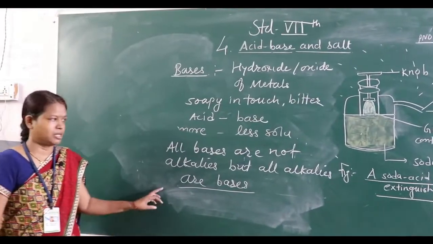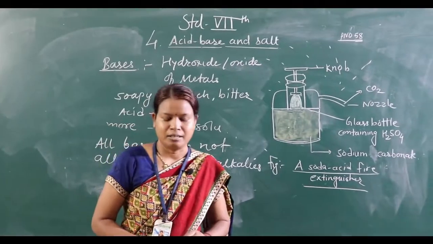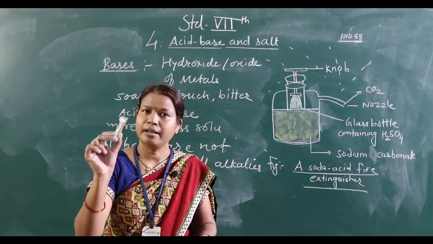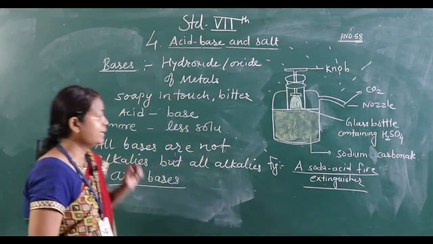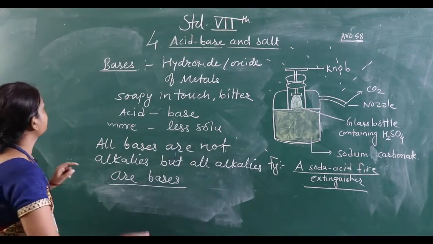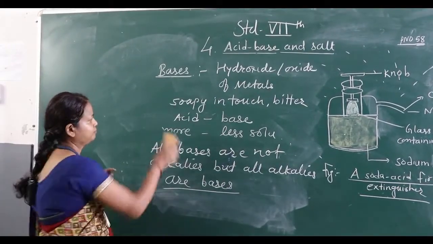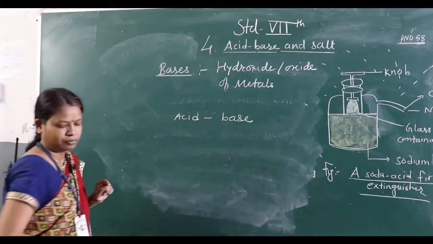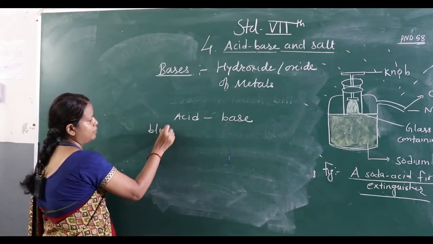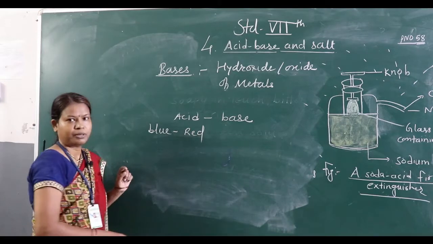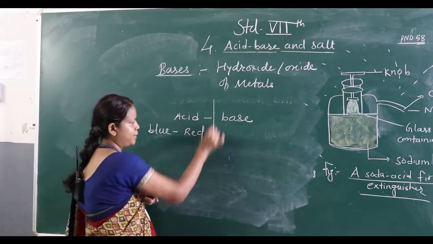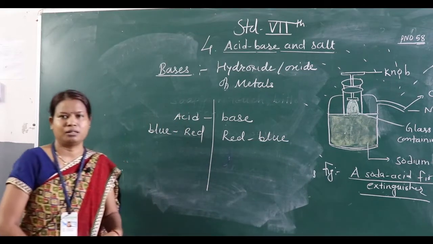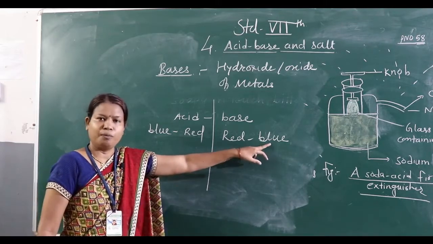All alkalis are bases. I told you that in acid we use a litmus paper. For performing the acid test we will use this litmus paper. In acid, blue litmus paper is converted into red litmus paper. Just opposite to this, in a base, red litmus paper is converted into blue color.